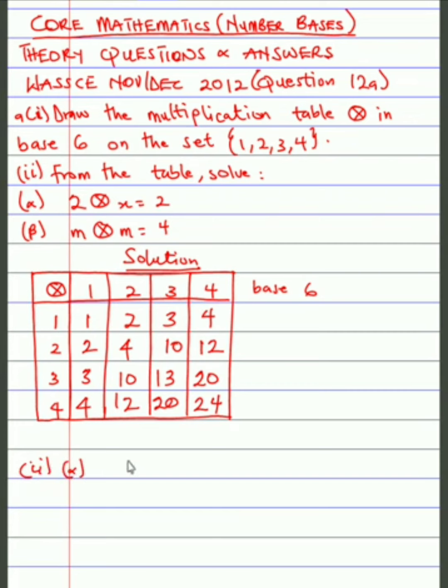from the table we should solve 2 times x is equal to 2. So look at your table. Now we are talking about 2 times a certain number, 2 times x, which gives us 2. So look through. This is where all the answers of 2 fall under. It says 2 times something gives us 2. So from this particular table, look at it critically. You realize that when 2 multiplies 2, we get 4. So that means it's not this one. When 2 multiplies 3, we get 10. It's not this one. When 2 multiplies 4, we get 12, which is not this one.